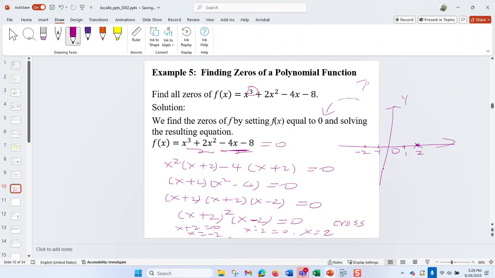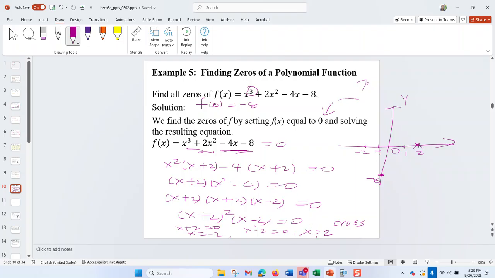All right, and then we can find f of 0. Everything will be 0 except this one. So this is your y-intercept. The y-intercept here is negative 8. So basically, in order to graph this one, I can graph it without a calculator, by using all these characteristics.